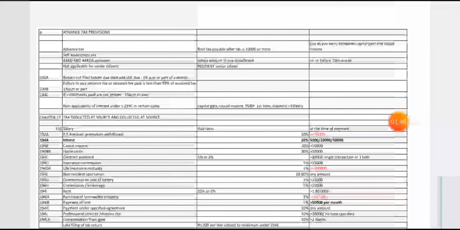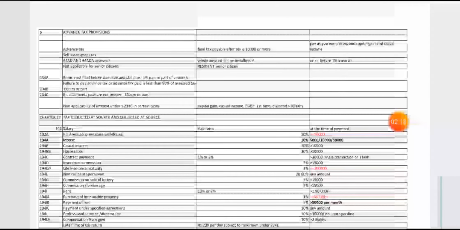Next comes self-assessment tax. What is self-assessment tax? It means the balance tax payable on the returned income after adjusting TDS and advance tax is self-assessment tax. Self-assessment tax is also applicable to persons who opt for 44AD and 44ADA. What is 44AD? What is 44ADA? Those are presumptive taxation. We'll be covering those in PGBP. Just remember that the advance tax payable is also covered for persons covered under 44AD and 44ADA.